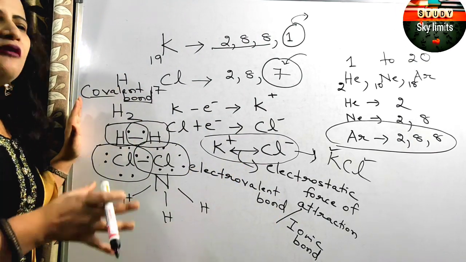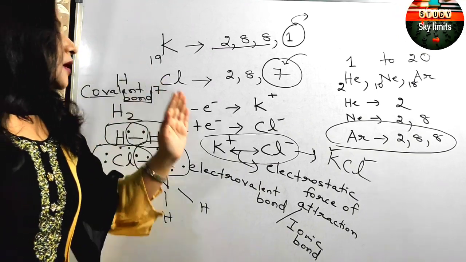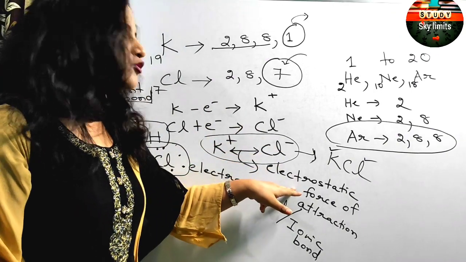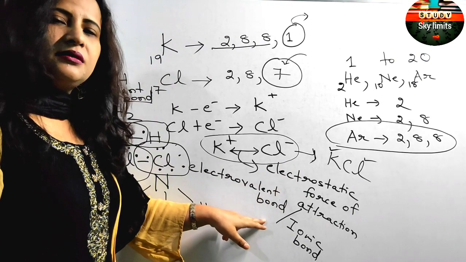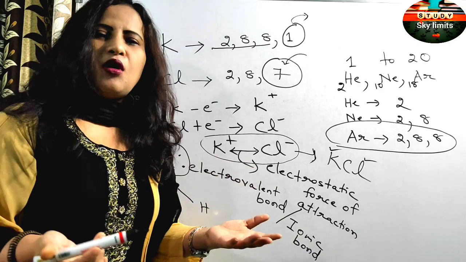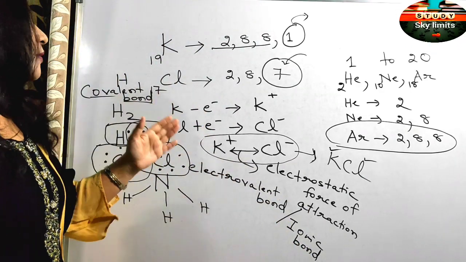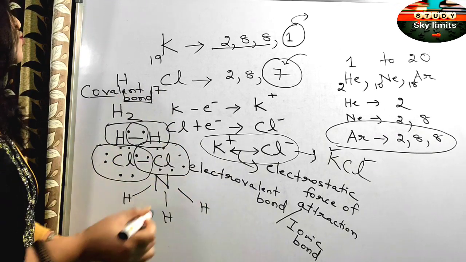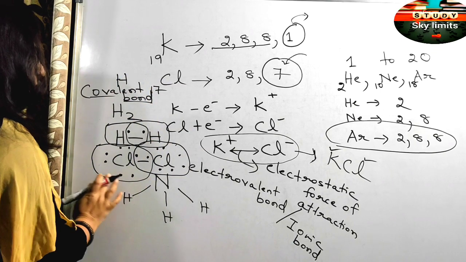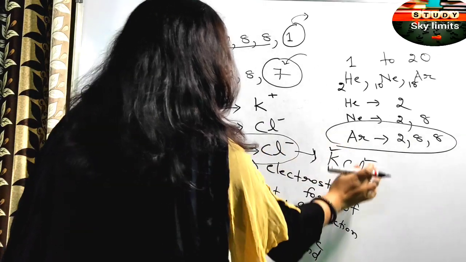The compounds which are formed as a result of this bonding are called covalent compounds. The bond that exists between two oppositely charged ions because of the electrostatic force of attraction is called the ionic bond. And the compound formed as a result of this bonding is called an electrovalent compound. So I think the idea is very clear here. So this is what basically a molecule: the molecule of chlorine, the molecule of hydrogen, a molecule of ammonia, a molecule of potassium chloride.